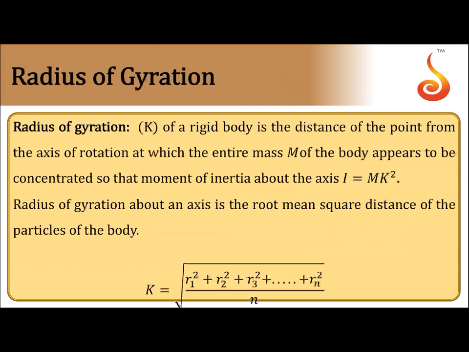Next, coming to radius of gyration. Radius of gyration is denoted by k. It is the distance of the point from the axis of rotation at which the entire mass of the body appears to be concentrated, so that the moment of inertia about the axis is mk square, where m is the total mass of the body and k is the radius of gyration. It is given by k is equal to root of r1 square plus r2 square plus r3 square up to rn square divided by n. This is the radius of gyration.